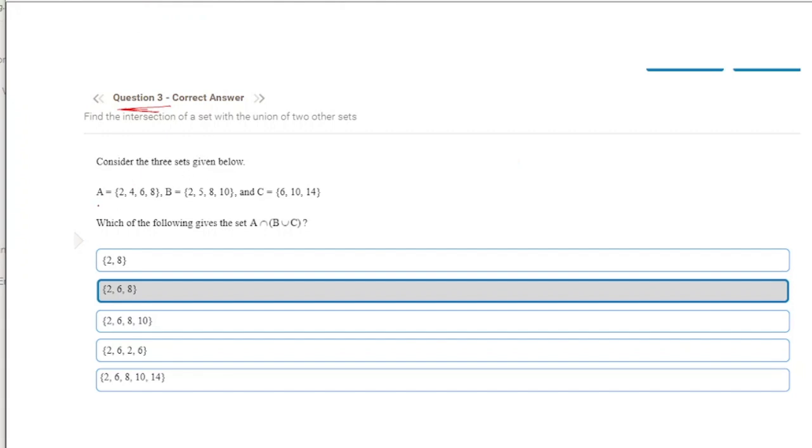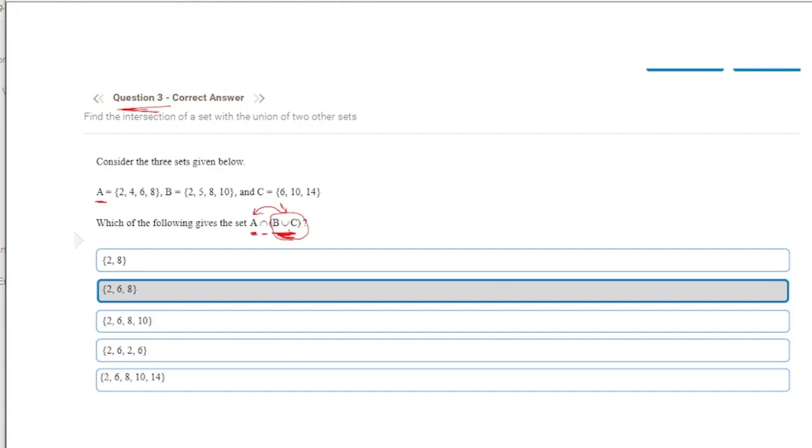Question number 3. Consider the 3 sets given below. Set A has 2, 4, 6, 8. B is 2, 5, 8, 10. And C is 6, 10, 14. Which of the following gives the set A intersect B union C? Okay, to solve this question, first we get the numbers of B union with C. Then the result of this union, we will intersect with set A.